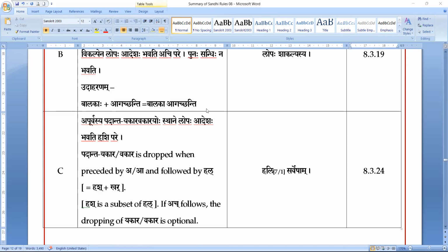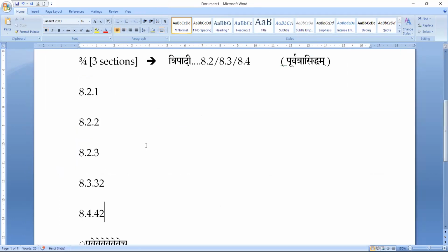In the Sandhi chart itself, the numbers are there. You can see. I said the sutras in this section have to be applied in order, sequentially. It means you can see Purvatra Siddham. What is Purvatra Siddham? You can explain.